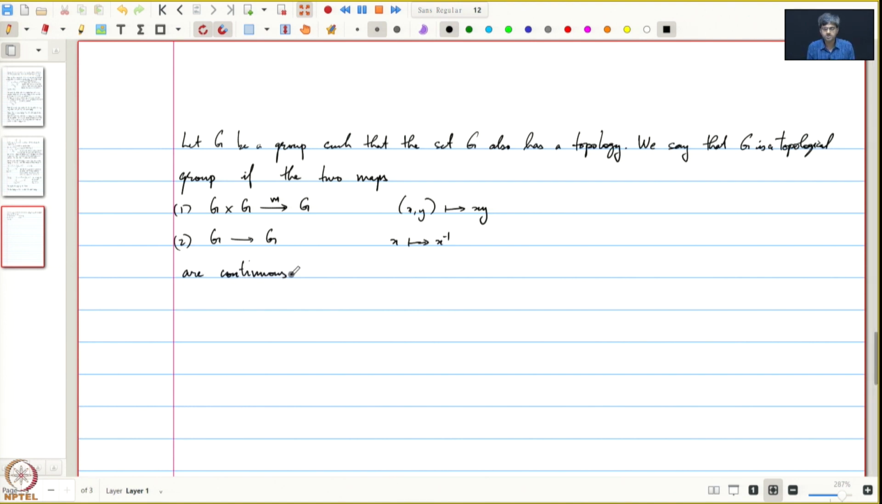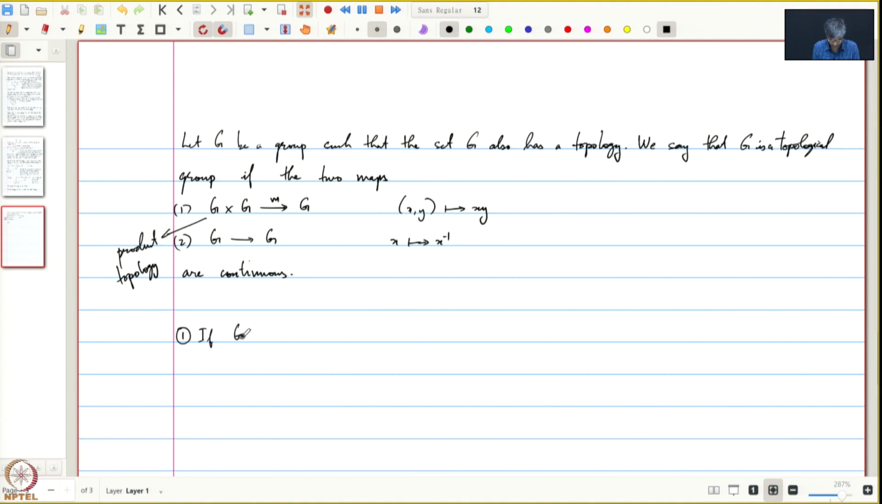So this question makes sense because there's a topology on G, and therefore G cross G has the product topology. So we can ask if both these maps are continuous, and if both these maps are continuous, then we call G a topological group. So let's begin by making a few observations about topological groups.